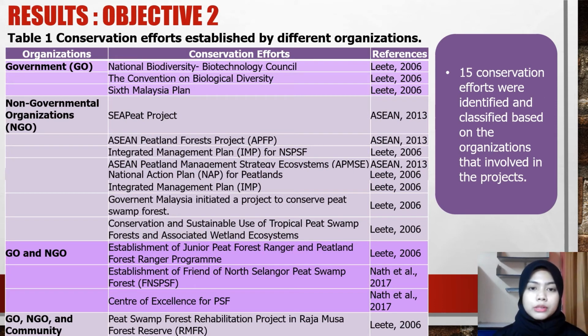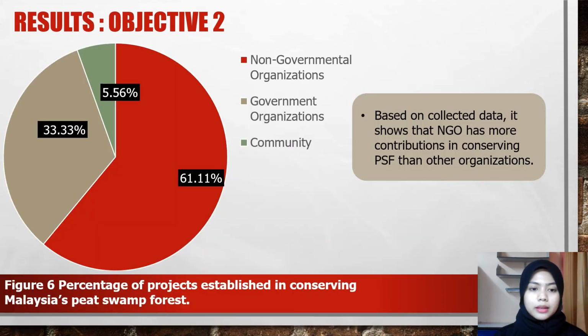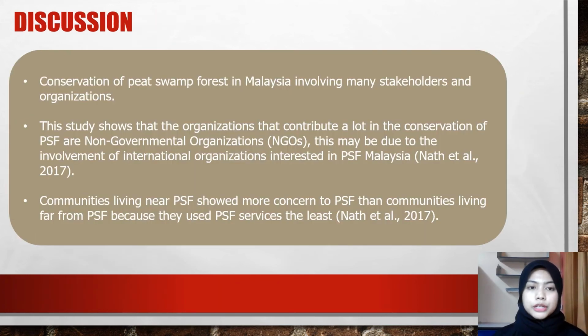Table 1 shows the conservation efforts established by different organizations. So basically, I have compiled some conservation efforts that have been established, and I categorize the conservation efforts based on the organizations involved in each project. Figure 6 shows the percentage of projects established in conserving Malaysia's peat forests. As you can see, non-governmental organizations have the highest contribution other than government organizations and also community.